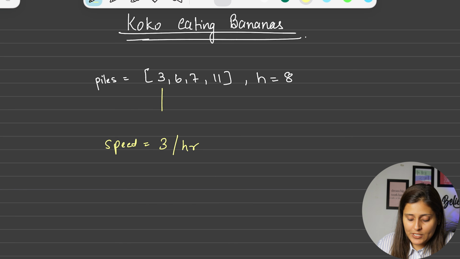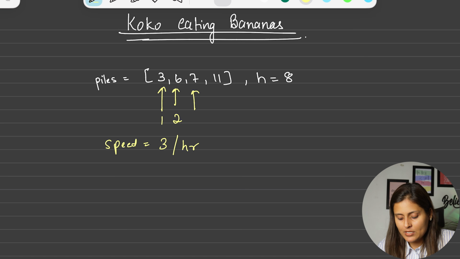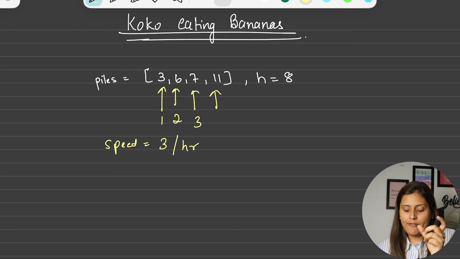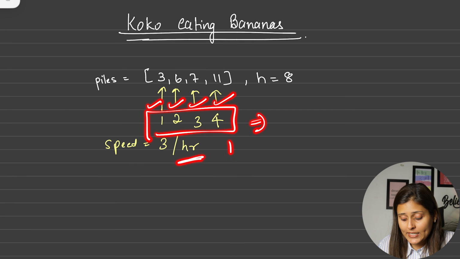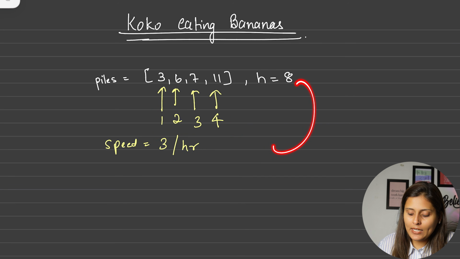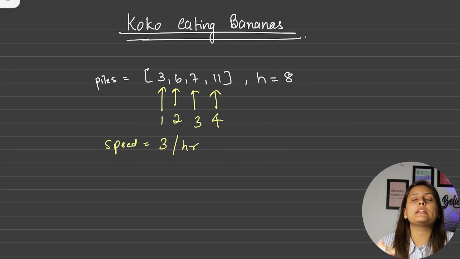So obviously with the speed of 3, she can complete 3 bananas in 1 hour, yes. For 7 bananas, she will take 2 point something, means 3 hours. And for 11 it is nothing but 3 point something, means 4 hours. So in total she took 4 plus 3, 7, plus 2, 9, plus 1, 10. Means with the speed of 3, she will take 10 hours to complete. I need 8 hours. Again I have to increase the speed.